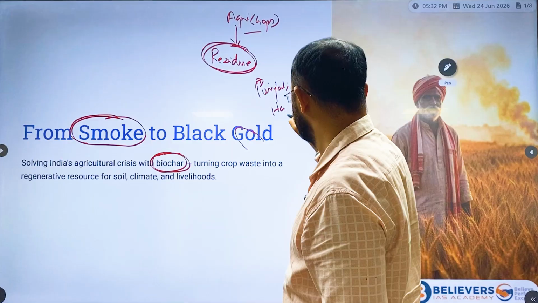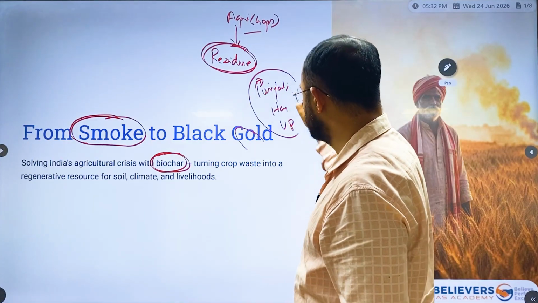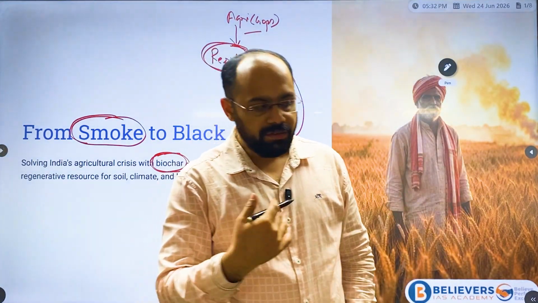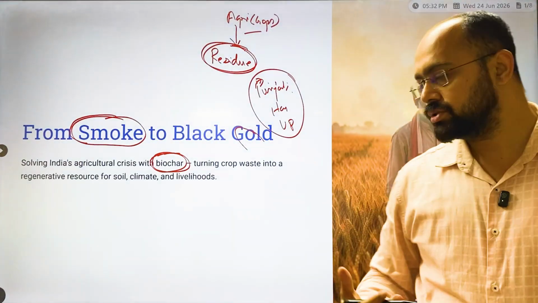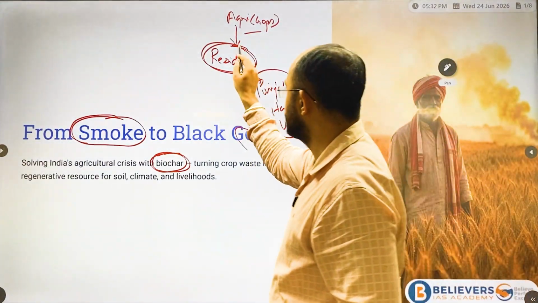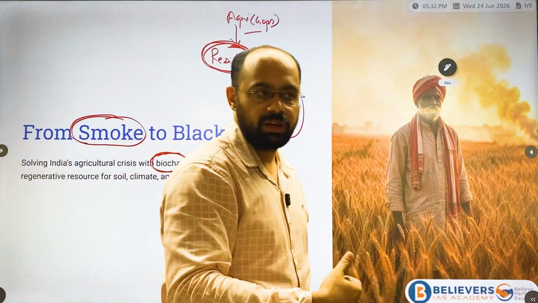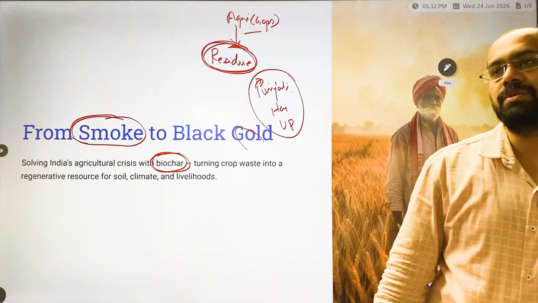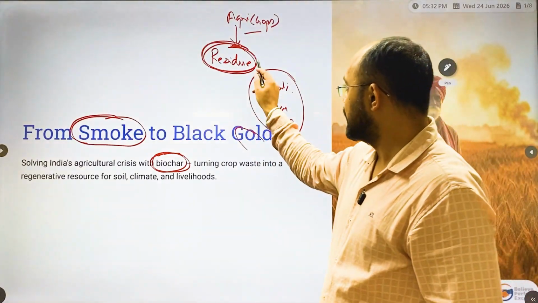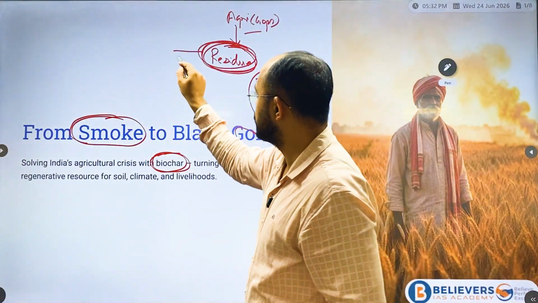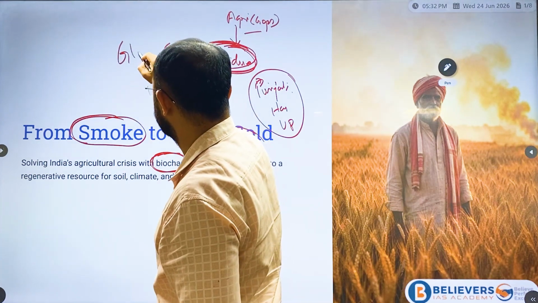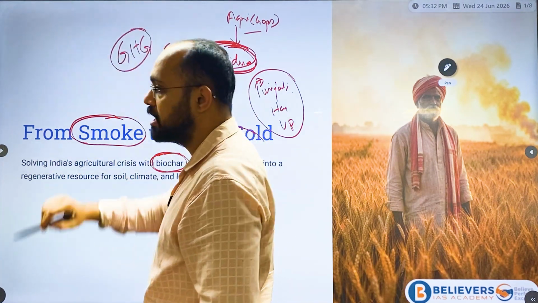Punjab, Haryana and UP. So these farmers, after producing their crops, instead of making use of this residue, they burn it, in order to make land fertile for the next cropping season. So that is the reason this residue will basically cause greenhouse gases in the atmosphere.